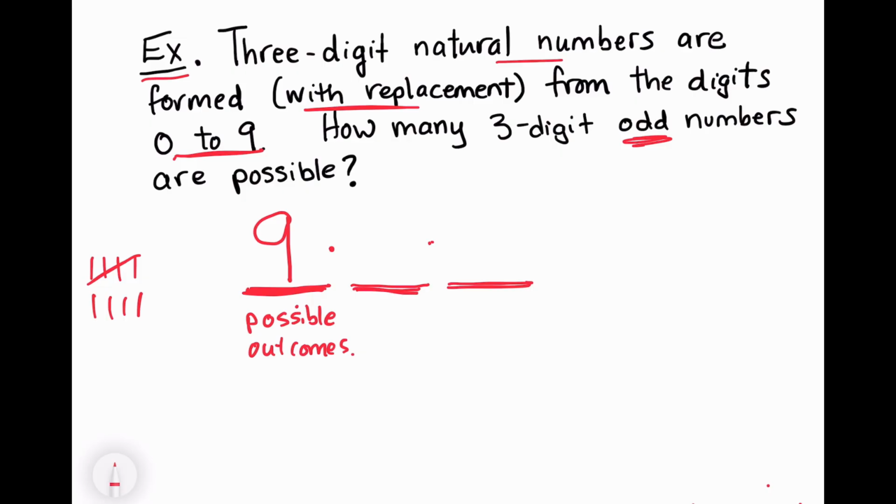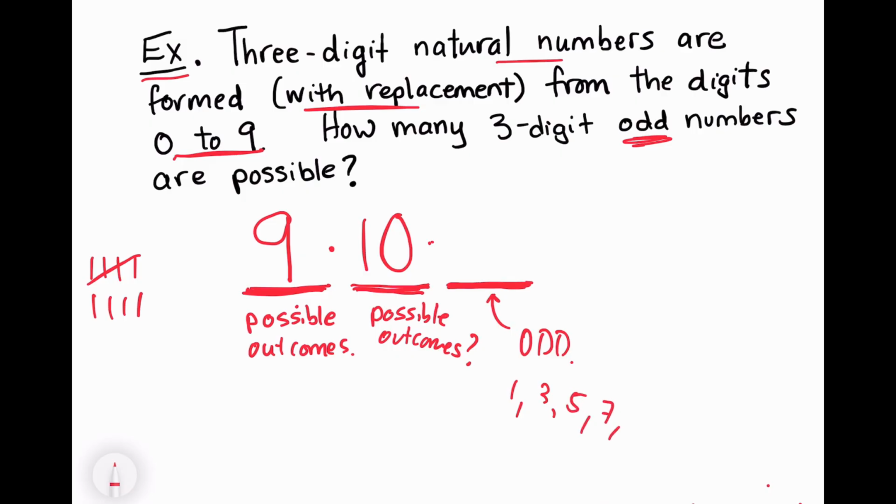How about the tens place? How many possible outcomes are there in the tens place? Well, the tens place can be anything, right? There's no restriction, so I'm going to leave that as a 10. And how many possibilities are there for the ones place? Well, we can only have 1, 3, 5, 7, or 9 because we were told that the number has to be odd. So there's only 5 possibilities here.